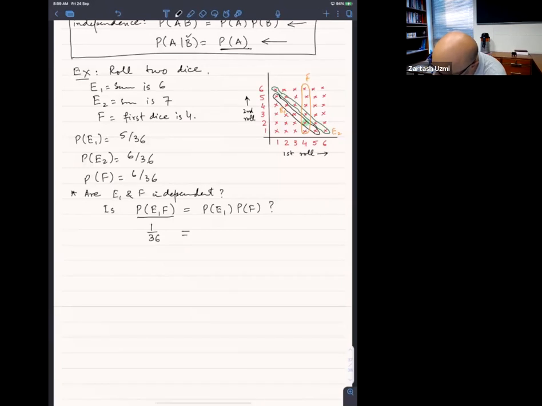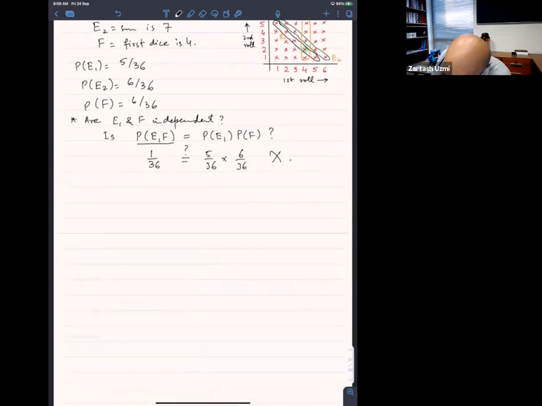1/36. Is this equal to probability of E1, which we have found above, into probability of F, which we already found above? So no, that's not the case. So they are not independent, which means they are dependent on each other. Now, same question. What about E2 and F? Are they independent?